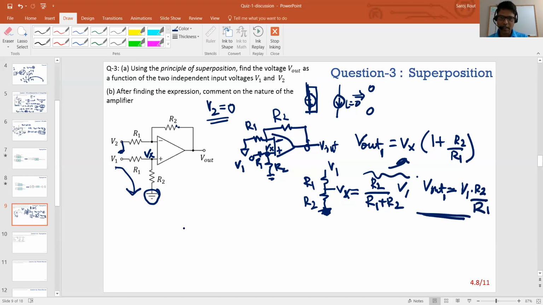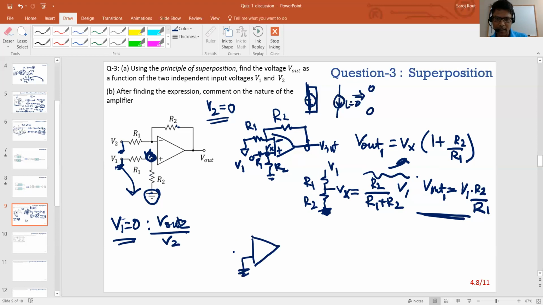So for the superposition, that was one independent source you made 0. Now you make the other one 0. So you make V1 equal to 0, and then find Vout, let's call it Vout2, over V2. And again, I'm going to use a standard result, because if you make V1 equal to 0, this gets grounded, which means that Vx is also 0. So basically that configuration turns into simply an inverting configuration.